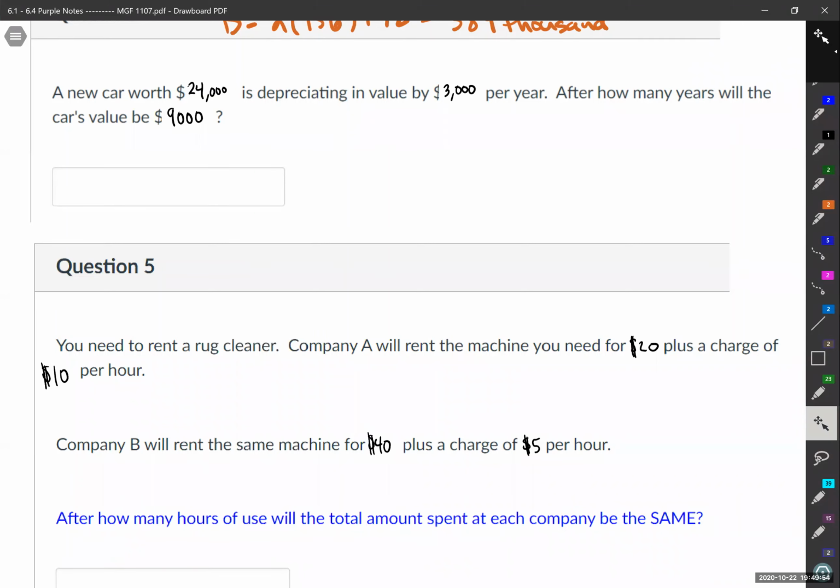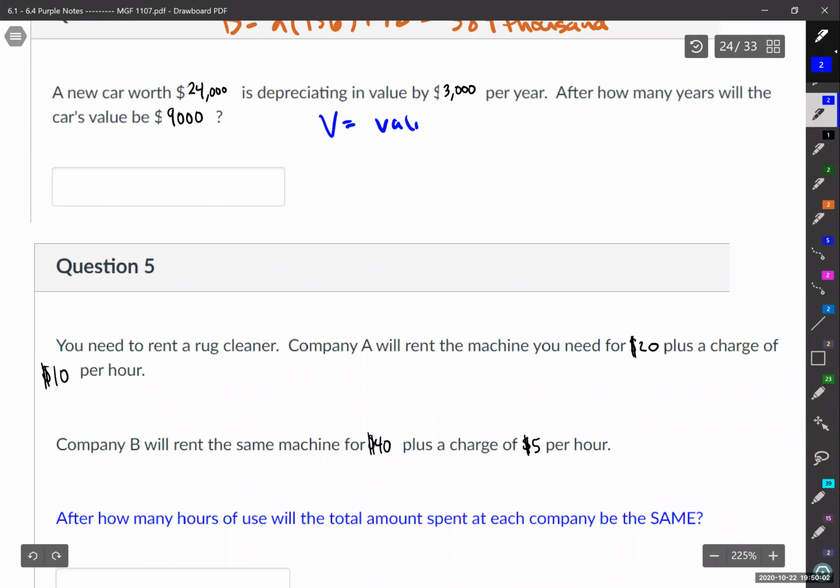So I think our changing quantities are the value of the car and time, in years. So I might say V is the value of the car, and T is time. And we know the car starts at $24,000, and every year that passes, it loses $3,000 by this estimate. After how many years will the car's value be $9,000? So let's first set up an equation that relates value and time.